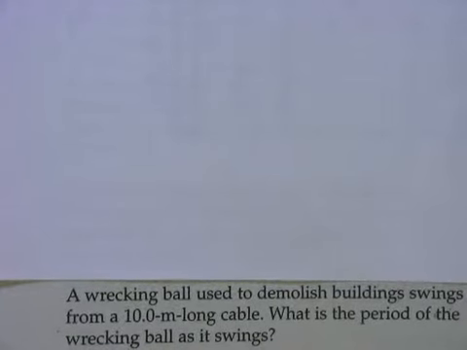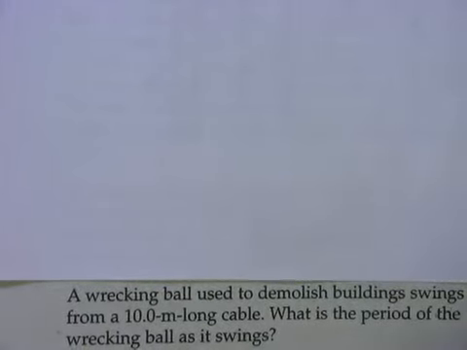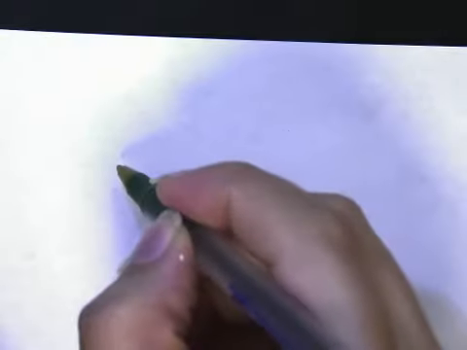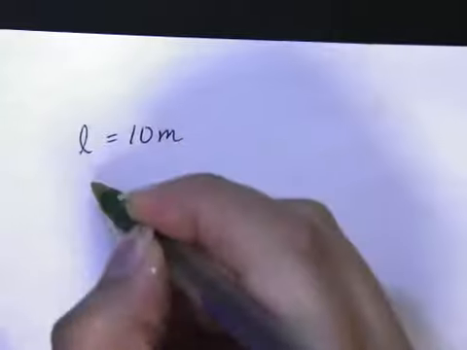In this particular example, we have been given that the length of the wrecking ball's cable is 10 meters long. That is going to be the length of our pendulum, and what we're looking for is the period of it. So let's go ahead and set this up. Once again, we were given that the length of the pendulum is going to be 10 meters.